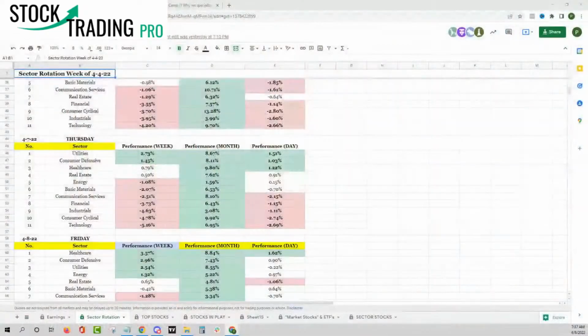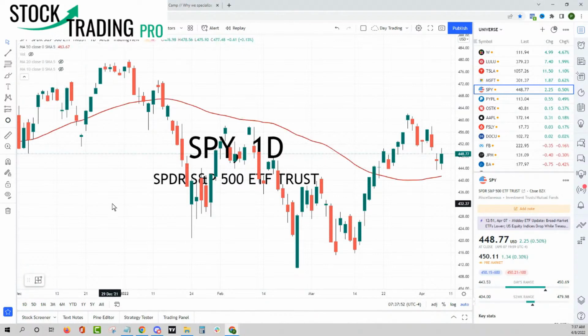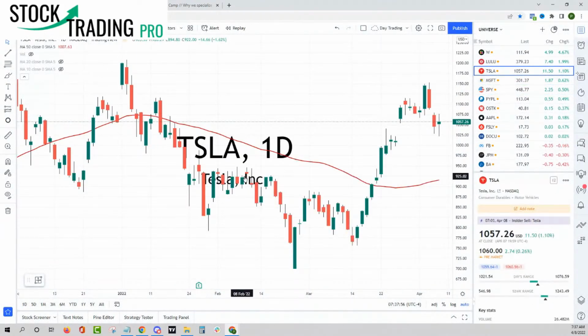Okay. So we're going to jump right on over into Tesla. And I want to pull up the 50-period moving average on the chart, because that's usually the big line in the sand that we watch. So Tesla stock and the pattern that we looked at yesterday.